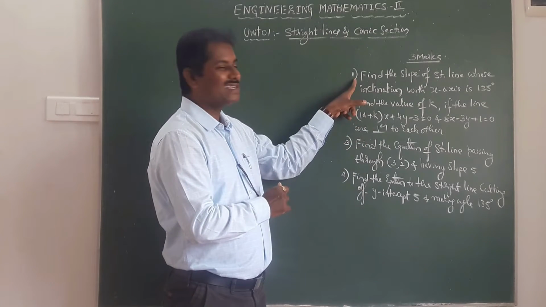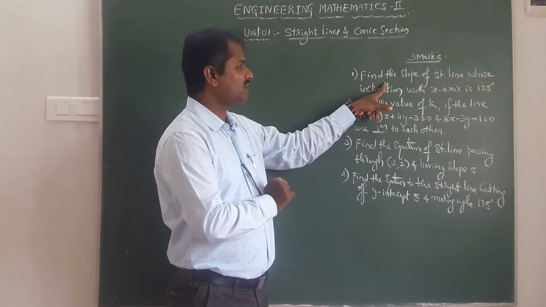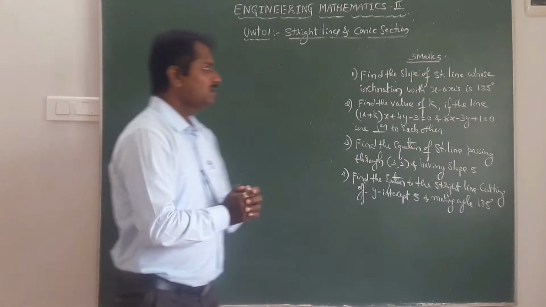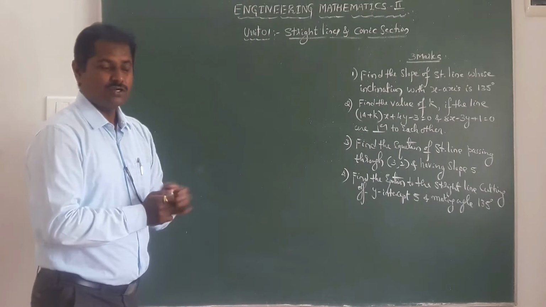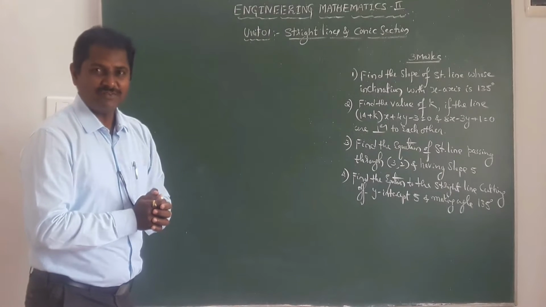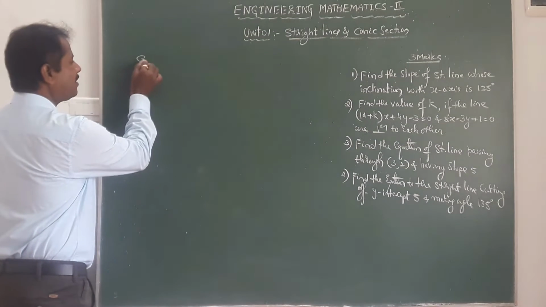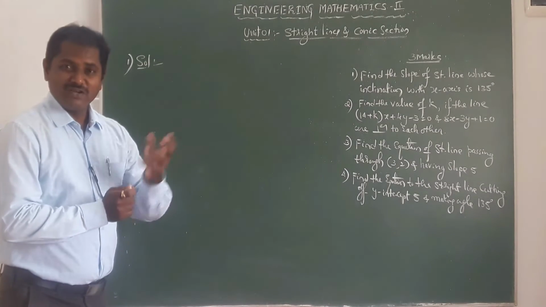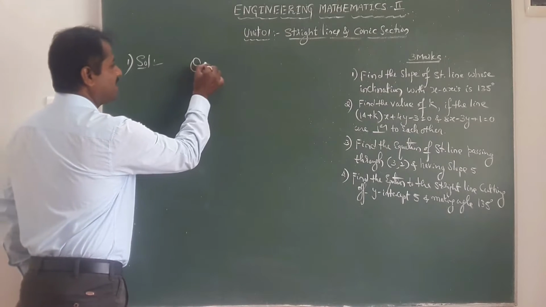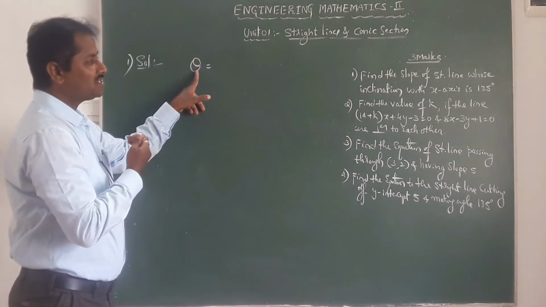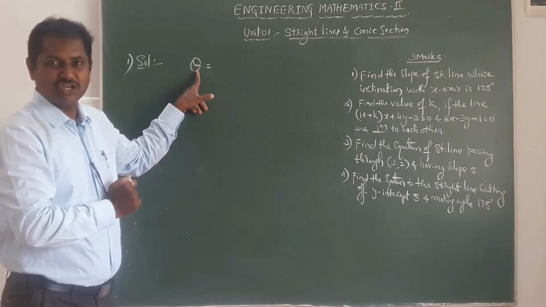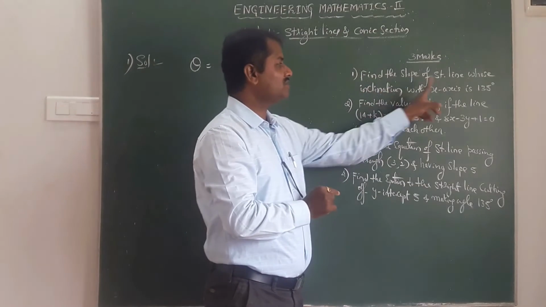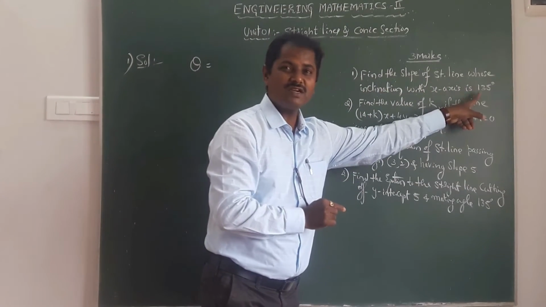Okay. So the first question is, find the slope of a straight line whose inclination with x-axis is 135 degree. Remember, the slope of a straight line can be found out when the inclination is given. So how to solve it? We have already said in video 2: if theta is an angle of inclination, moving along the positive direction of x-axis, and that is given under this question, the inclination with x-axis is 135 degree.